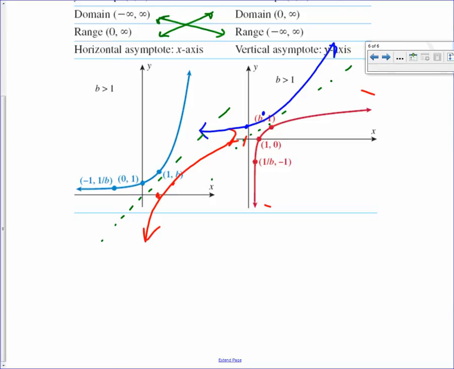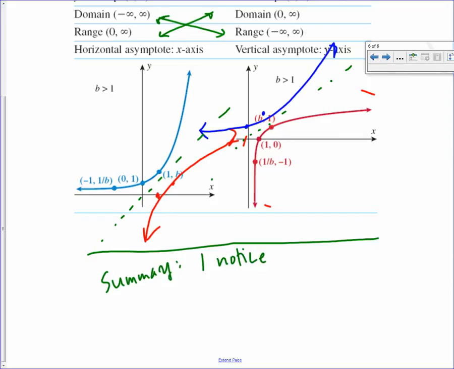I want you to jot down, this is the end of our notes in your summary, one thing. I want you to tell me, what do you notice? I notice that the graphs, and fill that in. That's going to be the end of our notes. Go ahead and bring it into class.